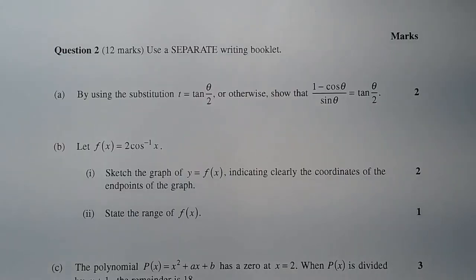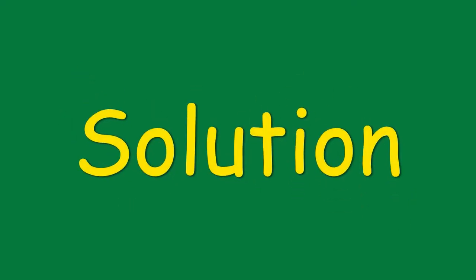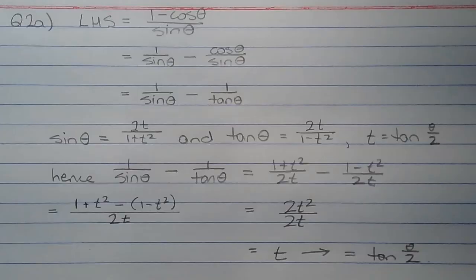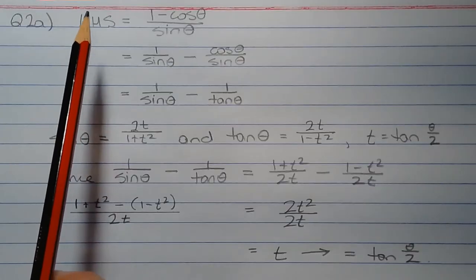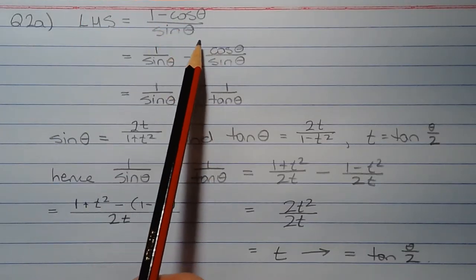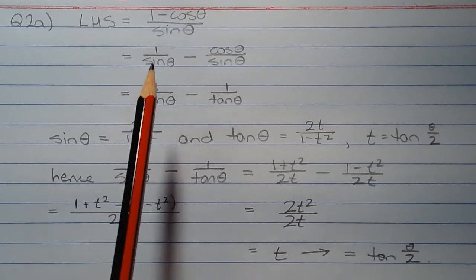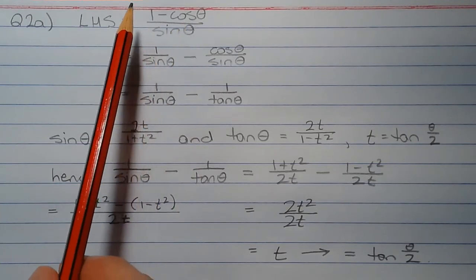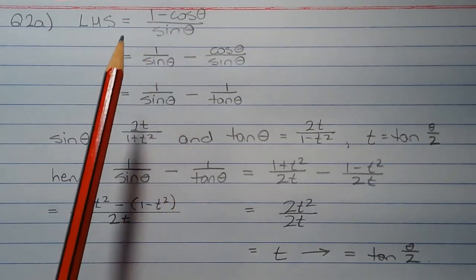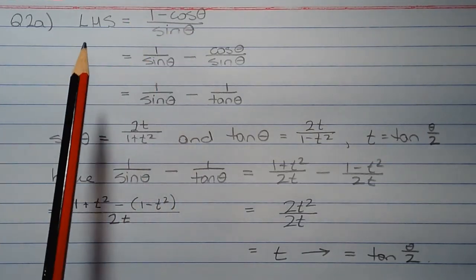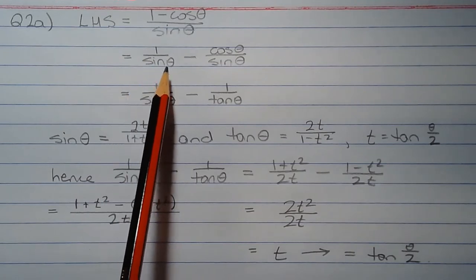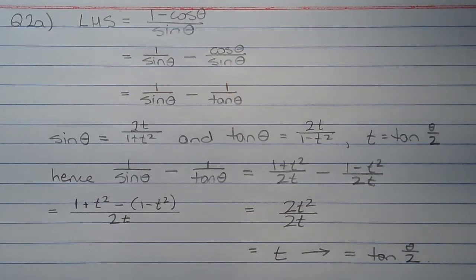Question 2a. By using the substitution t equals tan theta over 2, or otherwise, show that 1 minus cos theta over sine theta equals tan theta over 2. Starting from the left-hand side, we have left-hand side equals 1 minus cos theta over sine theta. Now sine theta is a common denominator, so we can express 1 minus cos theta over sine theta as a difference of two fractions. So left-hand side is equal to 1 over sine theta minus cos theta over sine theta.